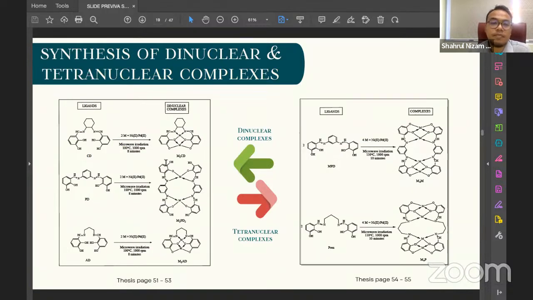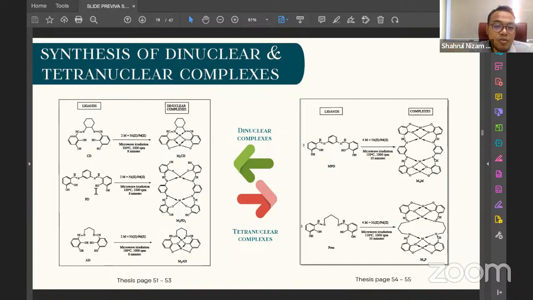Now, these are dinuclear complexes. On the left, you can see dinuclear complexes. From CD, we can get dinuclear complexes. From PD, this is not palladium, yeah? This is PD as in the name that we give to the ligand, yeah? So we have CD, PD, and AD.